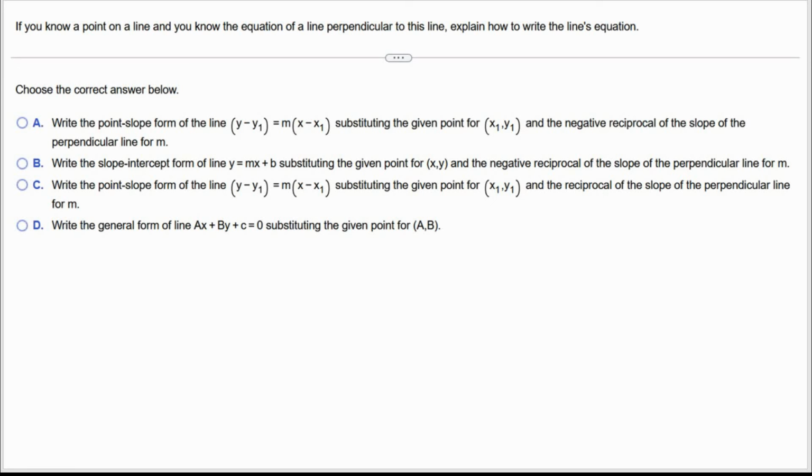Which one is it? A, right? Because if they're perpendicular lines, we talked about their slopes being negative reciprocals. See how part C kind of throws us off? They put the word reciprocal, but we don't have negative, right? So that's the difference there.